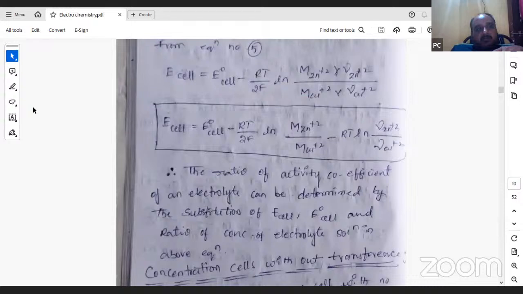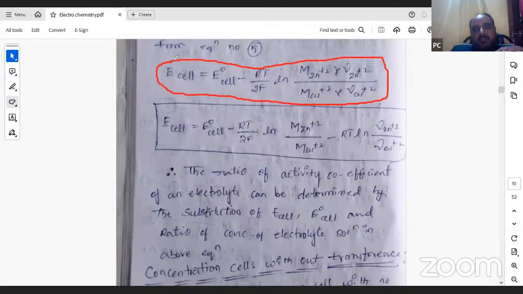E cell is equal to E naught cell minus RT by 2F ln M of Zn plus 2 into gamma of Zn plus 2 by M of copper plus 2 into gamma of copper plus 2. So therefore we can separate this M term and gamma term. This is in the form of ln A into B, therefore ln A plus ln B formula. Here minus will be there, that's why minus is applicable for both the terms.